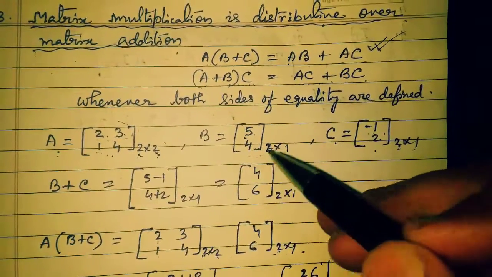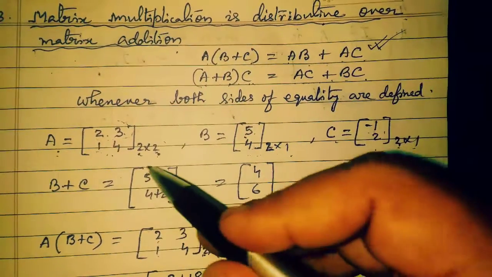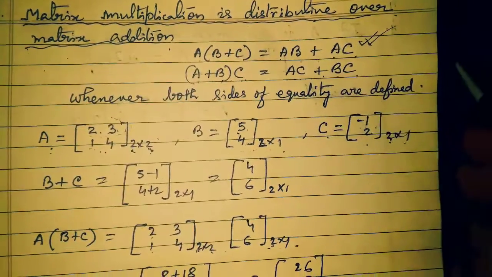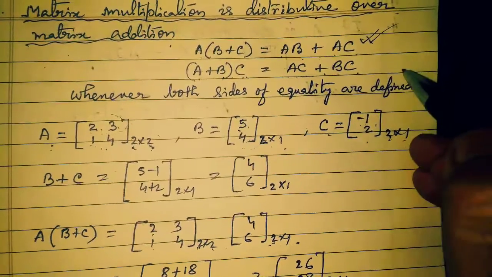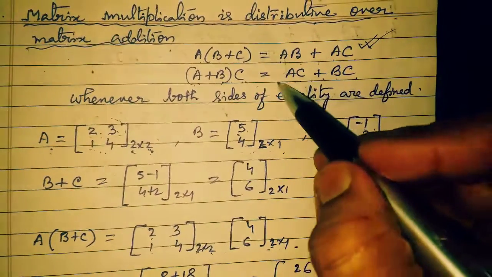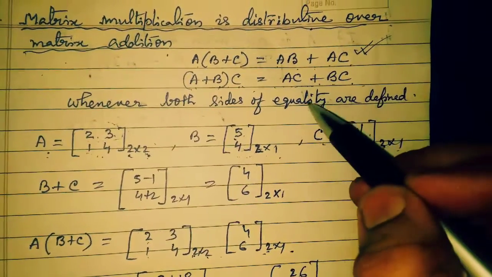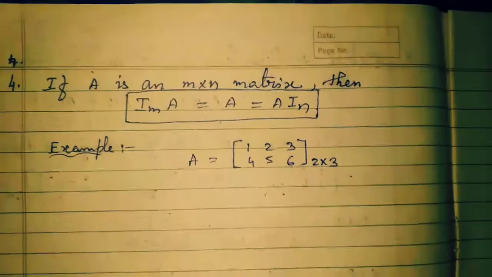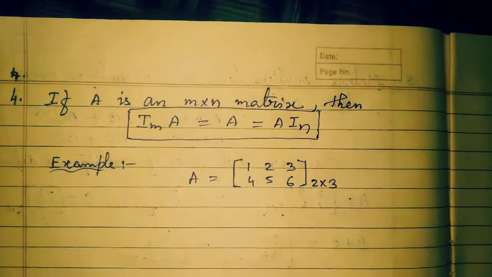But similarly, if we take any other example where the order of A and B is the same, then the second part can also be proved. So similarly, we can prove that A plus B into C equals A into C plus B into C, when the order of A and B is the same. The next property of multiplication is given.